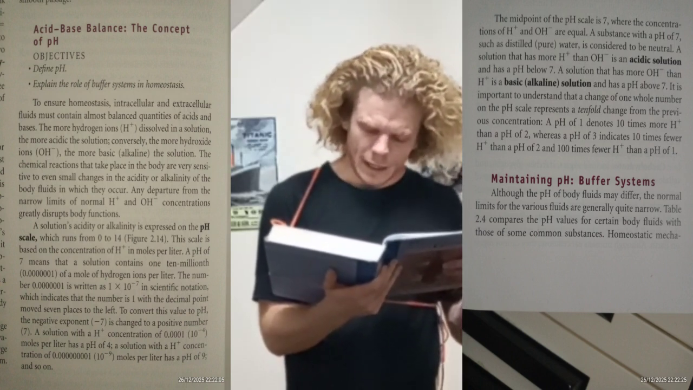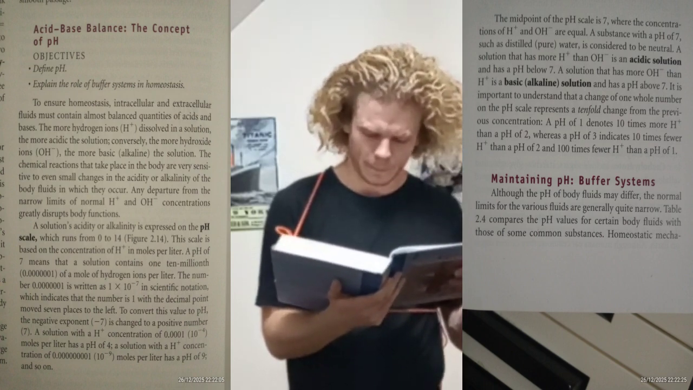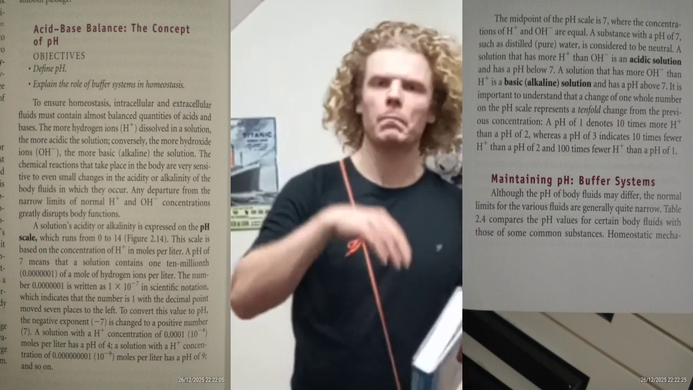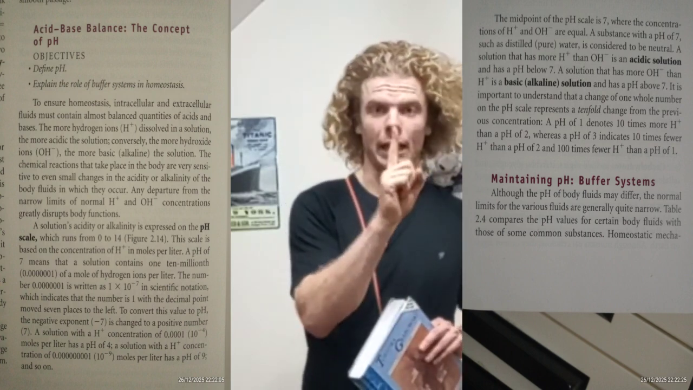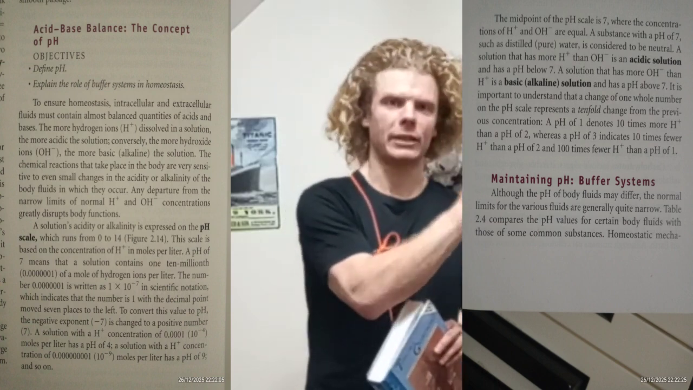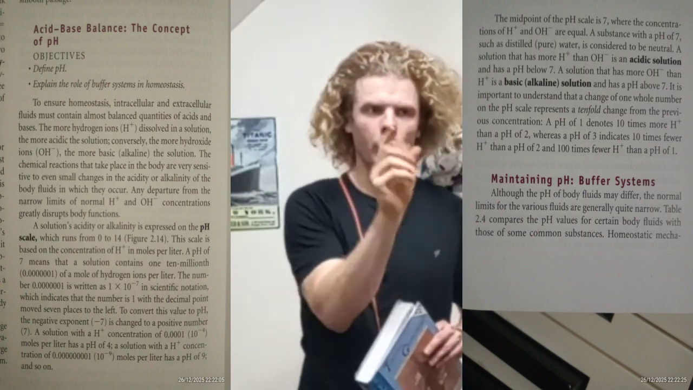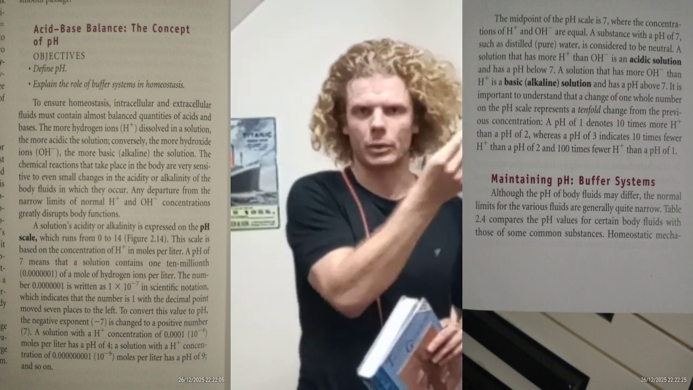A solution that has more H plus than OH minus is an acidic solution and has a pH below 7. So if it has pH 2, it is acidic. The solution has a lot of acid in it. It is pH 2, so just 2 digits, 0.01. That is quite a lot more than 0.0001. So a small pH means only very few digits behind the dot, so it's almost a full mole in it.